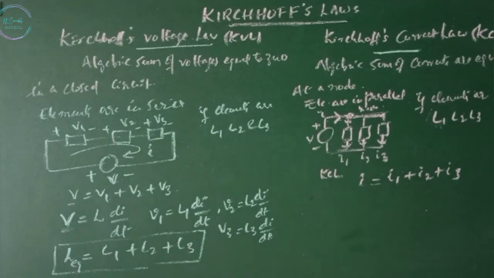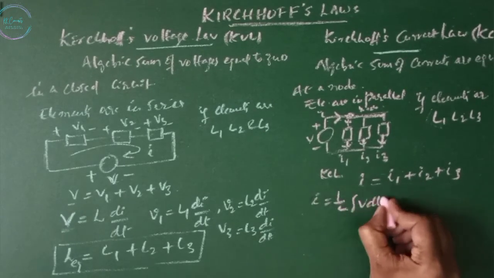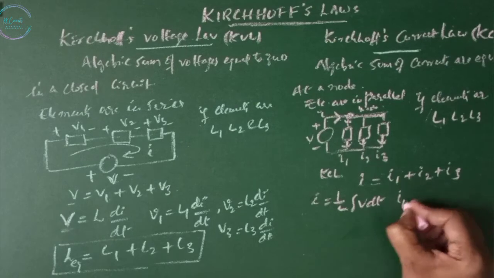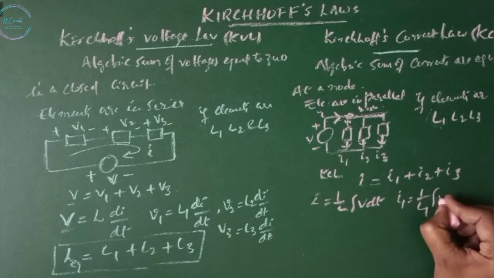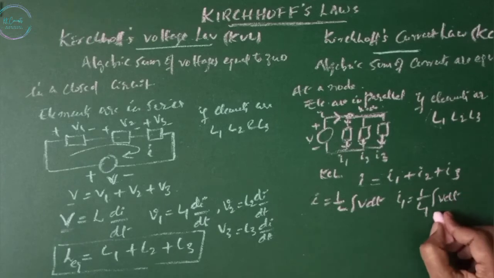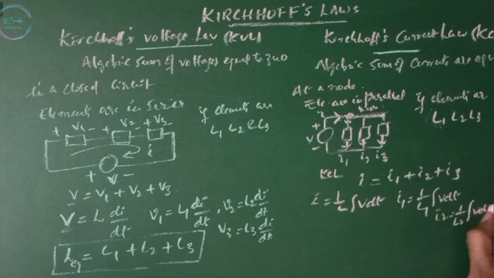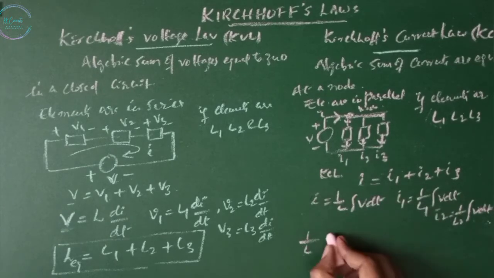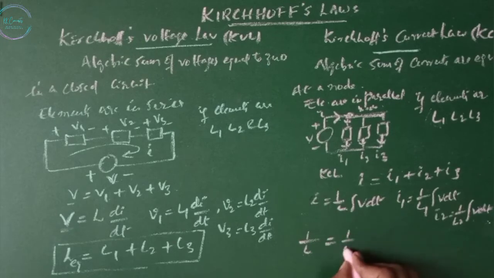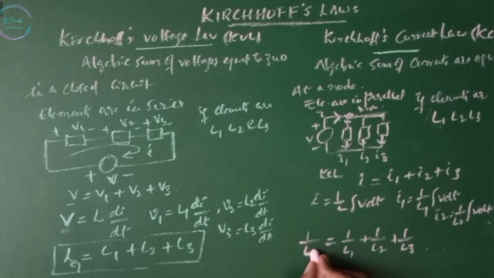I is given by 1 by L integral V dt. Similarly, I1 is given by 1 by L1 integral V dt, and I2 is given by 1 by L2 integral V dt. If you apply KCL, you are going to get 1 by L equals 1 by L1 plus 1 by L2 plus 1 by L3. This L is nothing but the total inductance.